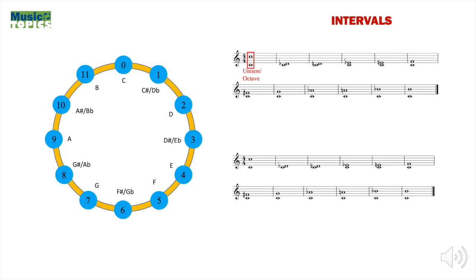Look at the first example framed in red. What in tonal theory we call an octave, in post-tonal theory we just call 0. Since there is octave equivalence, there's really no such thing as an octave. So the distance between 0 and 0 is 0, so it's just 0.